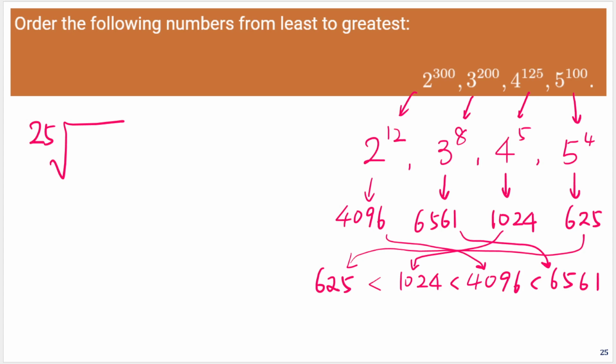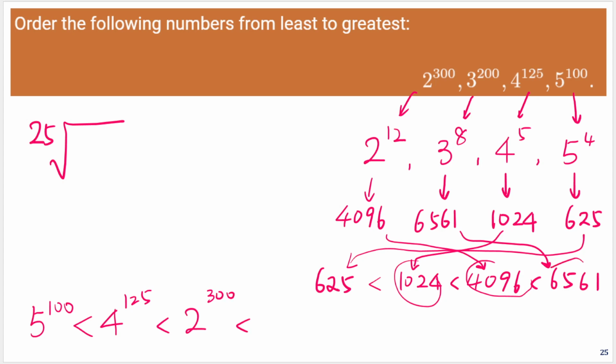Then we know that 5 to the power of 4, well, actually 5 to the power of 100 must be less than this number here, which corresponds to originally 4 to the power of 125, which is less than this number here. And that number corresponds to 2 to the power of 300, which is less than the number here, which corresponds to, if you follow this route, you will get the original number, which is 3 to the power of 200, right? You get it?